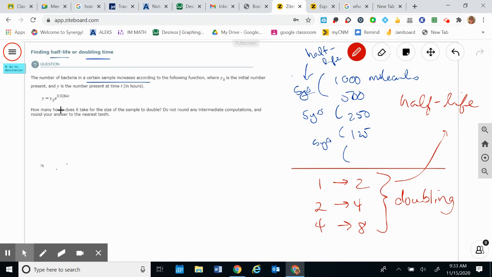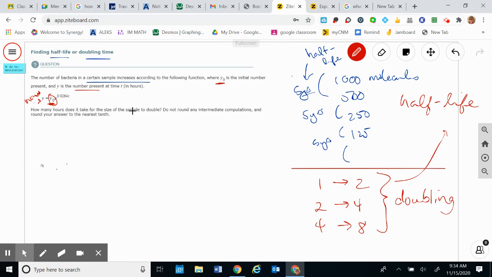All right, here we go. It says, where Y0 is the initial number. Not surprising, they just named it a different letter. And Y is the present number. Like this is now, and this is what they started with. This is always the starting. Remember, that's how it always works in these exponential equations, okay?